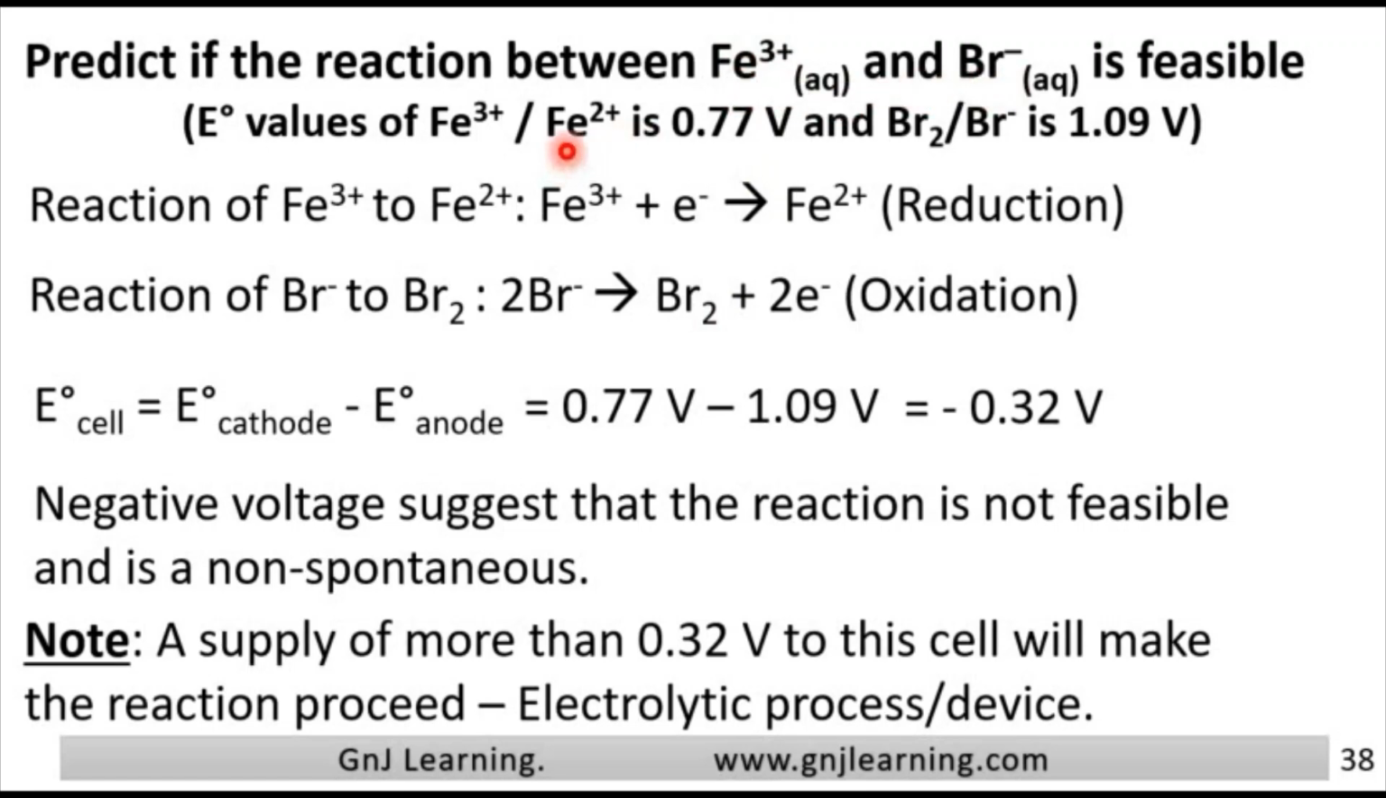Otherwise, the reaction will take place between Fe2+ and Br2. Fe2+ and Br2. Then it is feasible. Then Br2 is the oxidized state and its electrode potential is higher. Then the reaction is feasible. Let's see in the next slide.